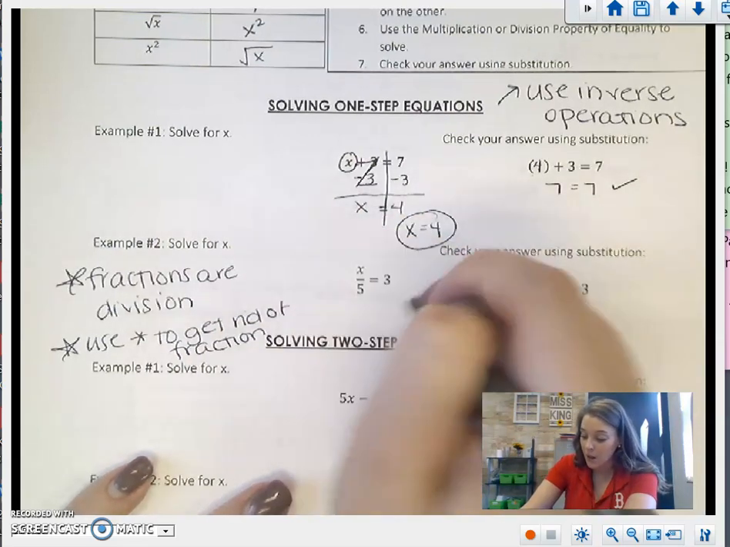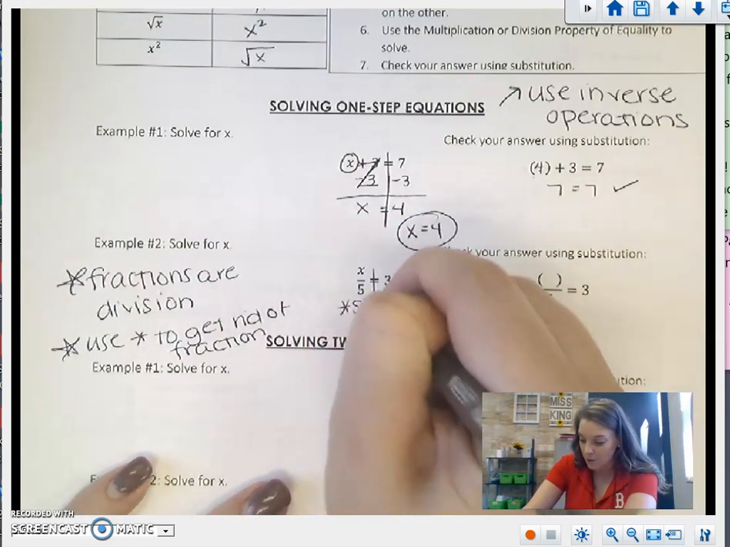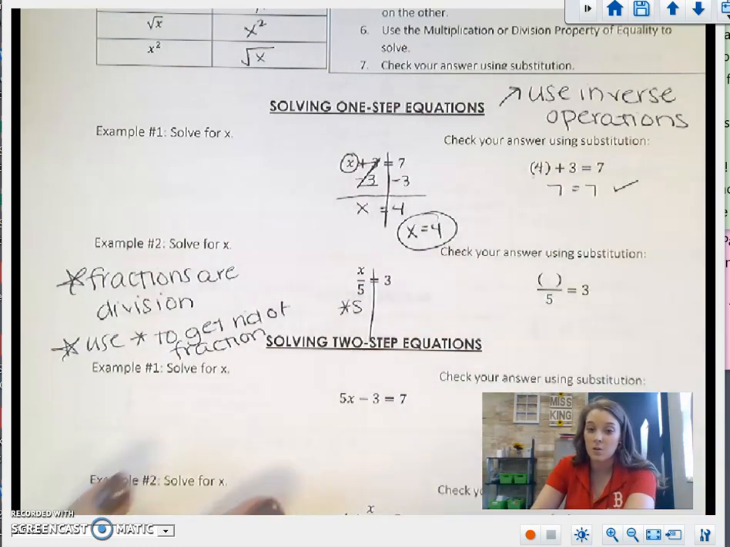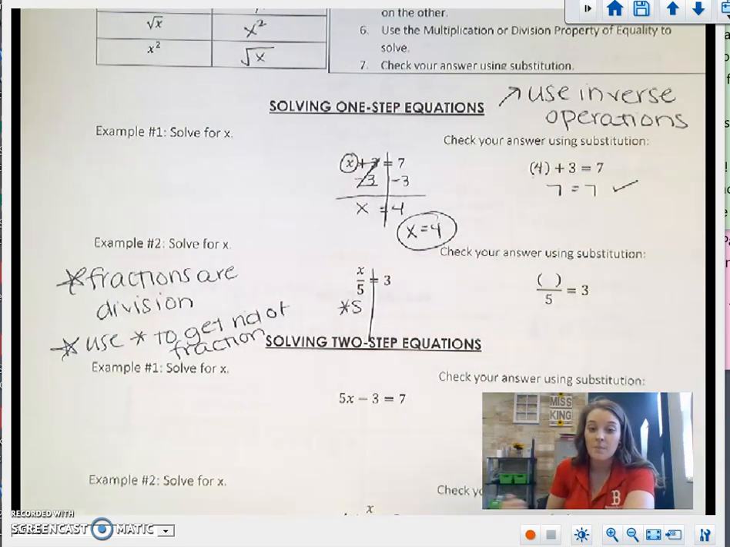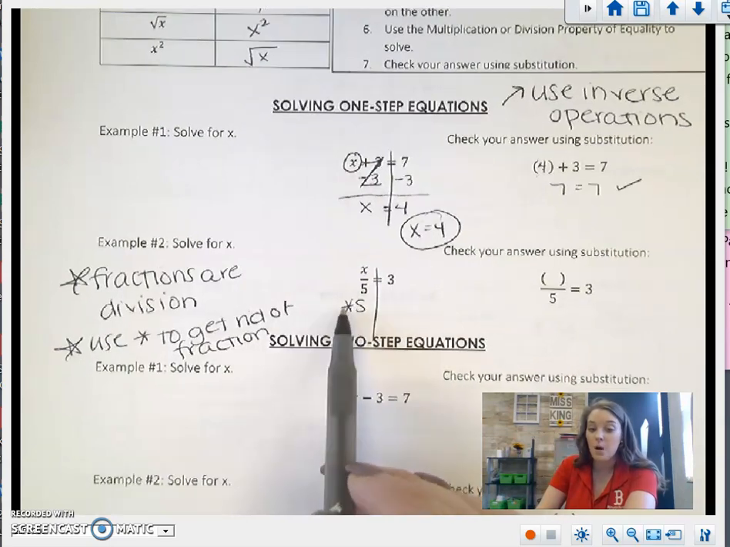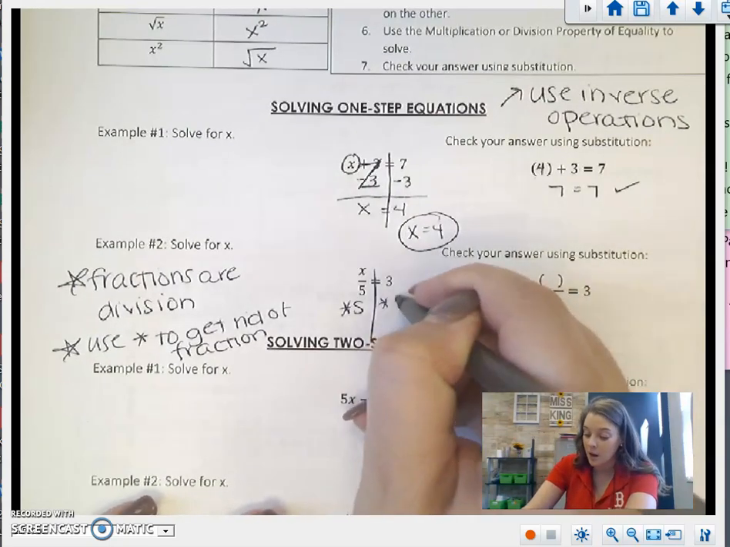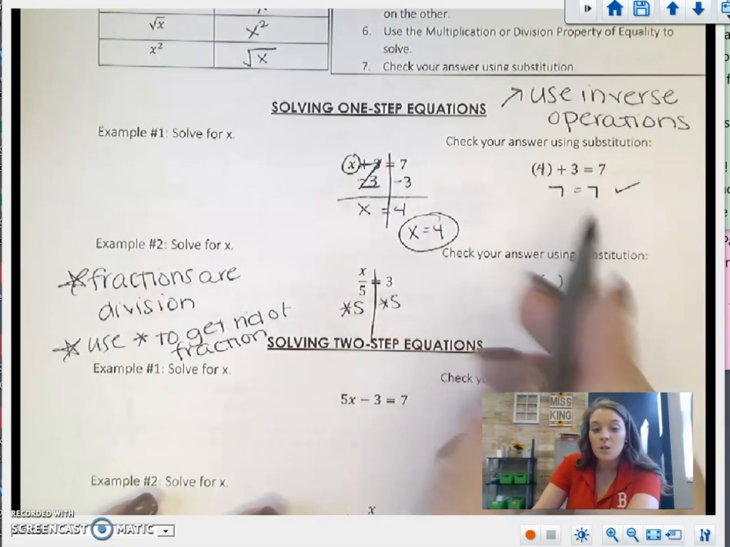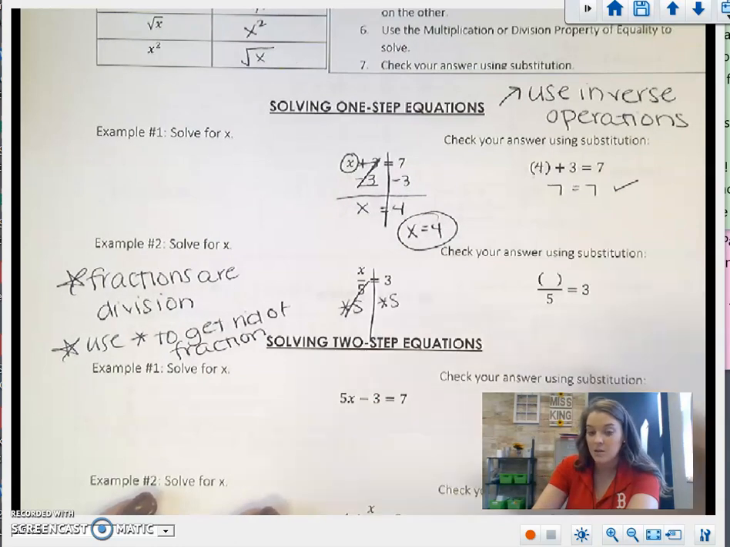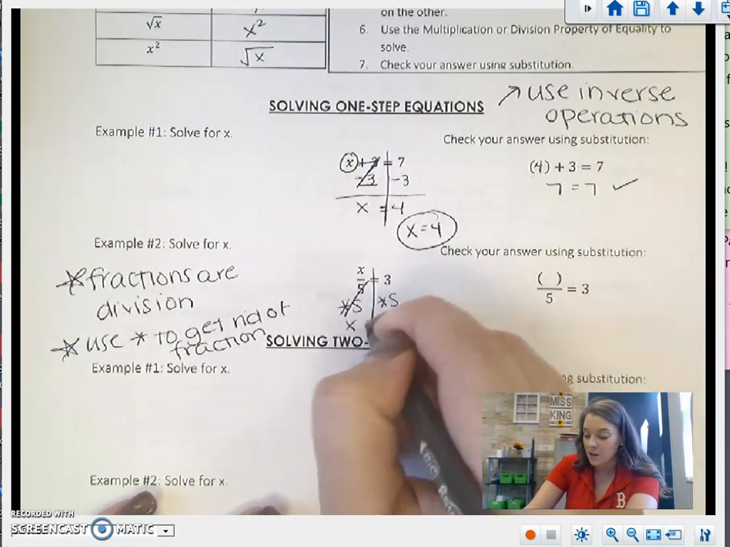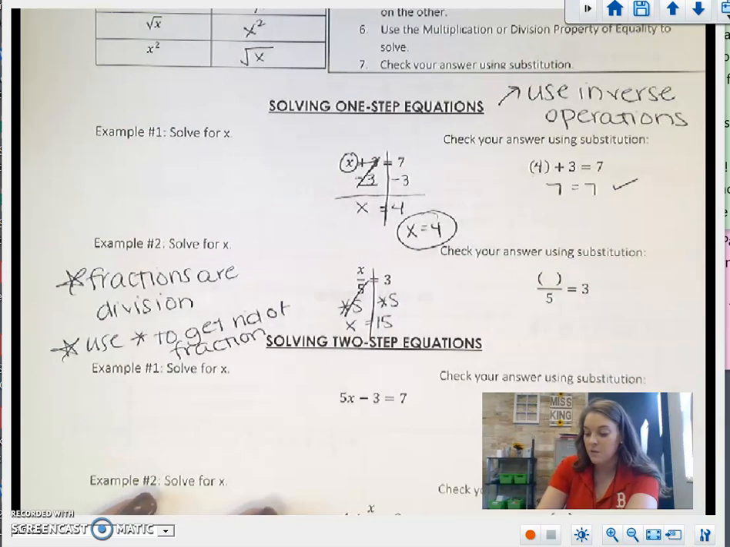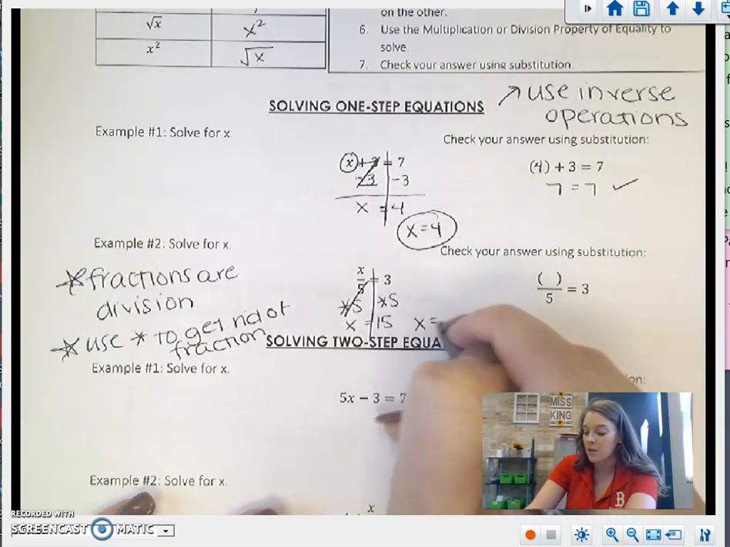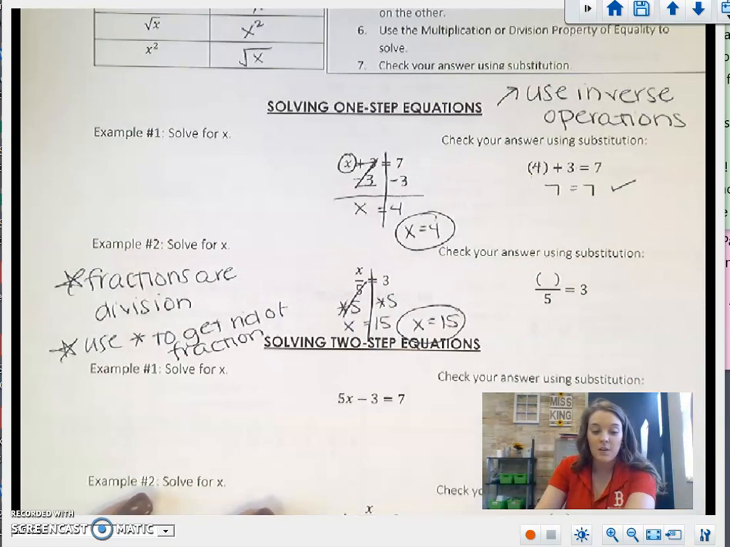So when you multiply both sides by 5, remember, whatever you do to one side, you have to do to the other. Those are your properties of equality. So this would be the multiplication property of equality because I'm multiplying on both sides. When you multiply by your denominator, that cancels out. So I'm left with an x on the left, 3 times 5 is 15 on the right, so my final answer would be x equals 15.